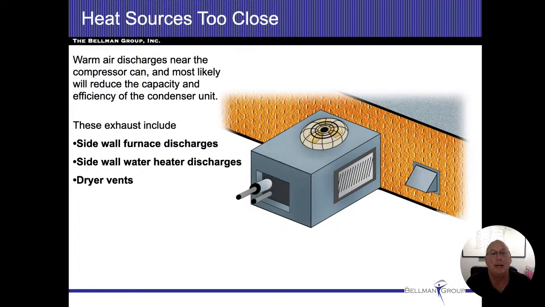It should be off to the side somewhere. Water heater discharges or sidewall water heater discharges. Now that will operate when the air conditioning is operating. And remember, we're trying to discharge heat. So if we have hot air that's blowing on top of it, that just makes it more difficult to go ahead and discharge the heat.